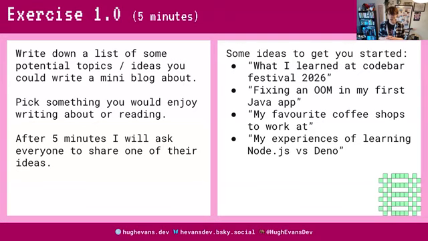So some ideas to get you started would be something like what I learned at Codebar Festival 2026, which would be an example of my experience app pattern, fixing an out-of-memory error in my first Java app, which is a bug hunt pattern, my favorite coffee shops to work at, which I think would be a fun idea, and then a compare and contrast of my experiences of learning Node.js versus Deno. So take 5 minutes, grab a post-it note or open a text file in another tab, write down a few ideas, and then we will circle back in 5 minutes and share a few.